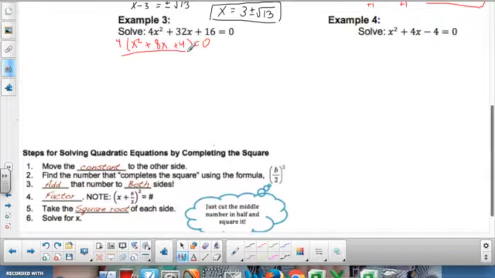Now if I divide by that GCF, if I divide by 4, that's going to cancel and leave me with x squared plus 8x plus 4 equals 0, because 0 divided by 4 is 0. Now I can go about completing the square. So my first step is to move the constant to the other side. So I'm going to subtract 4 so that I have x squared plus 8x equals negative 4.